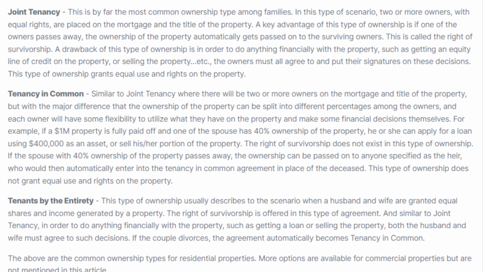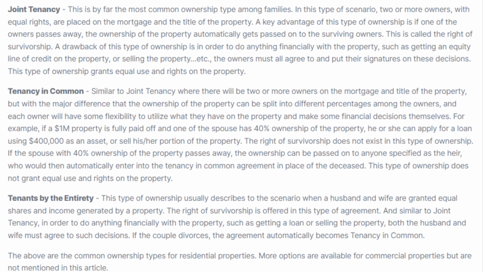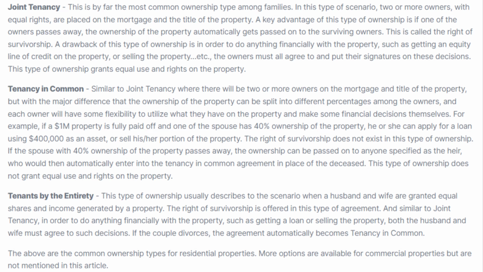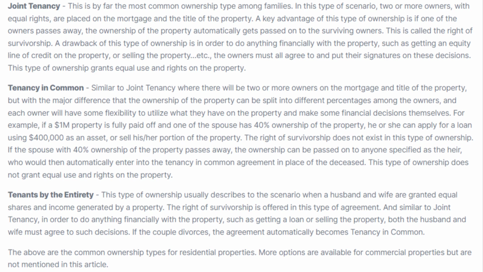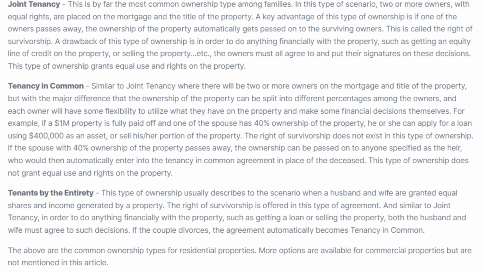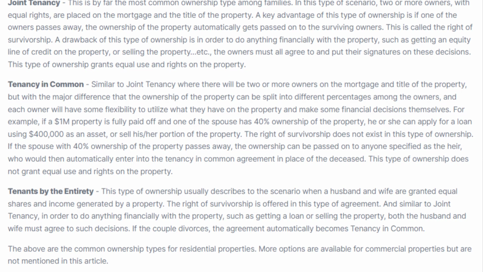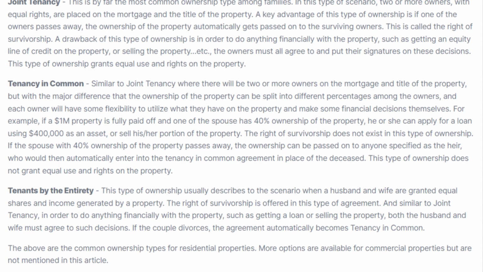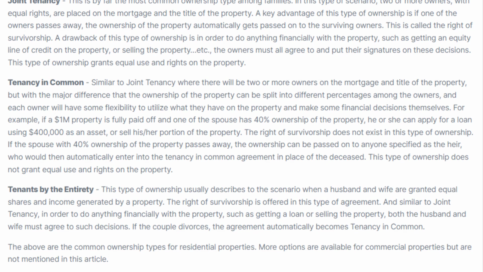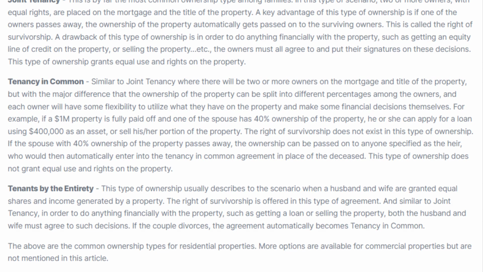Fourth type, tenants by the entirety. This type of ownership usually describes the scenario when a husband and wife are granted equal shares and income generated by a property. The right of survivorship is offered in this type of agreement. And similar to joint tenancy, in order to do anything financially with the property, such as getting a loan or selling the property, both the husband and wife must agree to such decisions. If the couple divorces, the agreement automatically becomes tenancy in common.